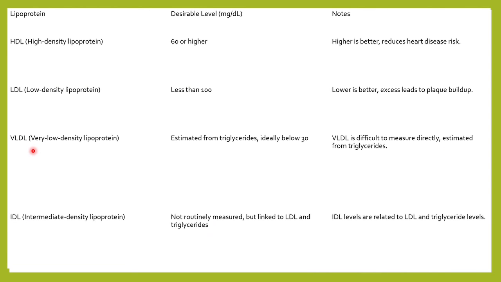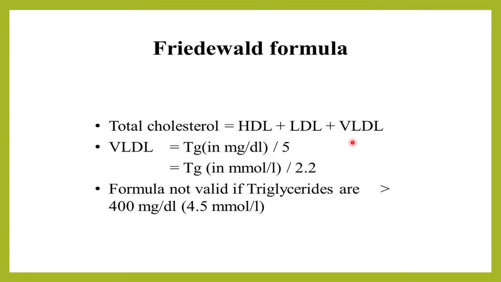What should be the normal range of VLDL? It should be less than 30 milligram per deciliter. Your cholesterol, your triglyceride, your HDL, the machine will give these results directly. Whereas your VLDL, and majority of the time even your LDL, are calculated values. VLDL is definitely a calculated value because it is difficult to measure directly. So it is estimated from your triglyceride. VLDL is calculated as TG in milligram per deciliter divided by 5.